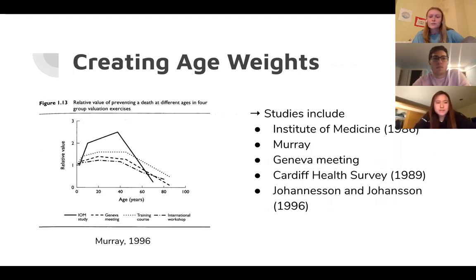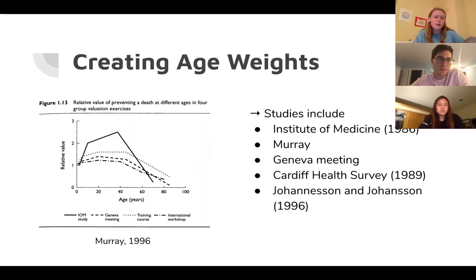So when Murray created the age weights for the GBD, he relied on several different studies. There are even more studies that have also been used in later papers on age weighting. And these are the surveys that are usually used to justify why age weighting is used. The Institute of Medicine conducted a study on vaccine priority in 1986, in which a panel of public health experts selected relative valuations of death at each age. Murray himself conducted a survey with 116 participants from developing countries in the context of tuberculosis training. And finally, there were also the Geneva meeting and a training course held in a similar way to Murray and the International Institute of Medicine.